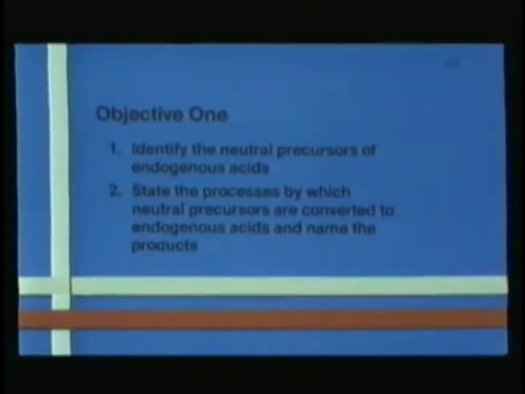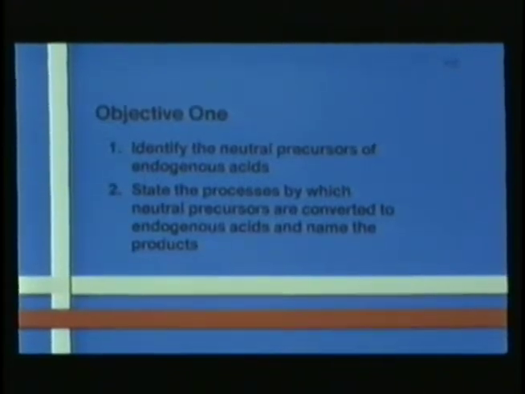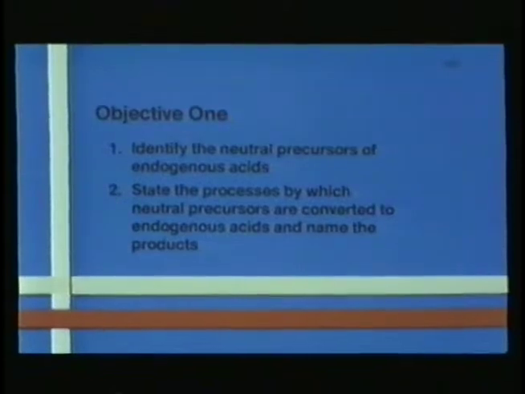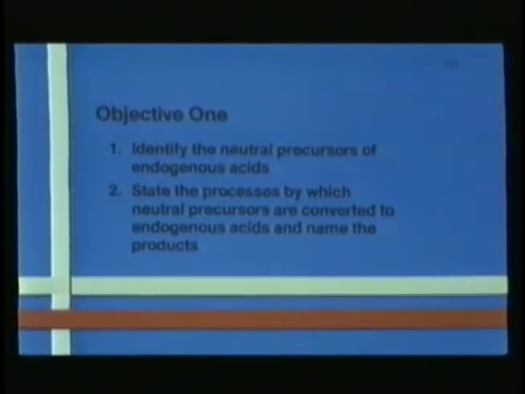Slide 12. The first objective is to enable you to: 1. Identify the neutral precursors of endogenous acids. 2. State the processes by which neutral precursors are converted to endogenous acids and name the products.